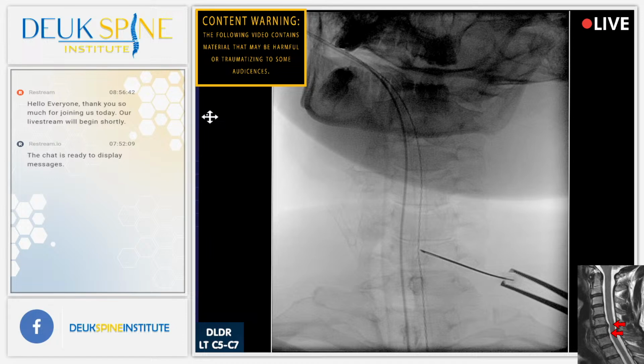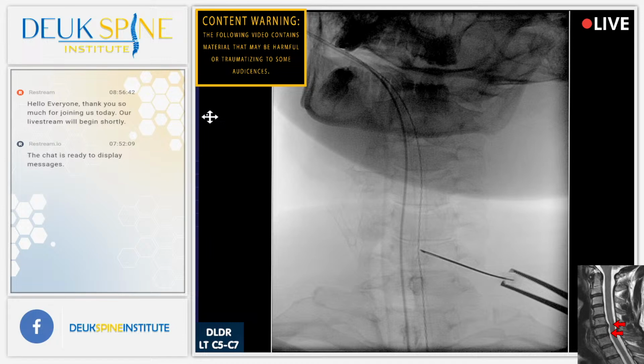Our patient has neck pain. It's coming from the herniated disc, bulging disc at C5-C6, C6-C7, in my opinion, based on the physical exam, the MRI, the type of symptoms he's having. And he comes from Canada, so he's traveled here to have the Deuk laser disc repair.